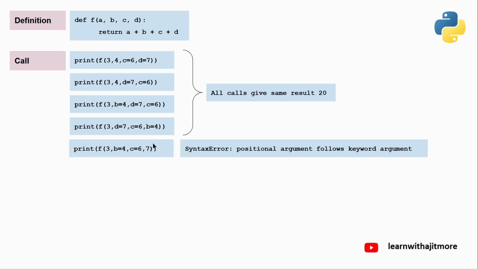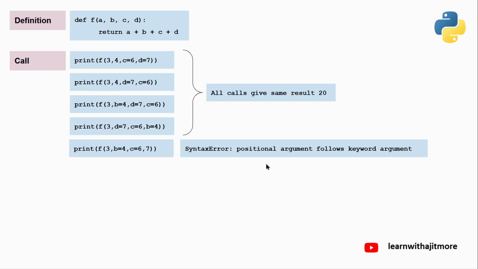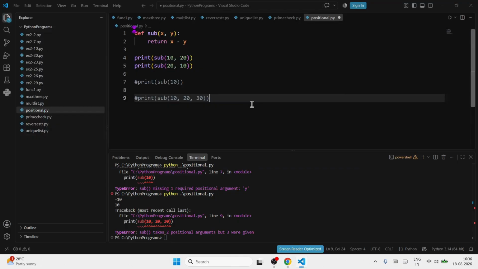Right or no? Fourth one. 7, that is D. So it is saying that positional is following the keyword. Follow means coming after. So who is following whom? This 7 is following this keyword. This is the keyword argument and this is positional. So they say positional argument follows keyword argument. Get it? Okay. So I hope you got it. I'll give you a quick demonstration of this.